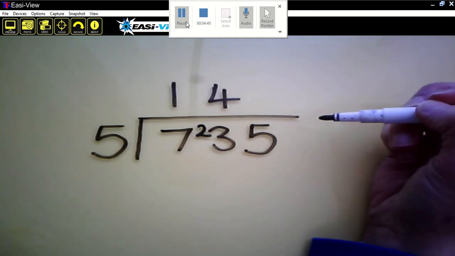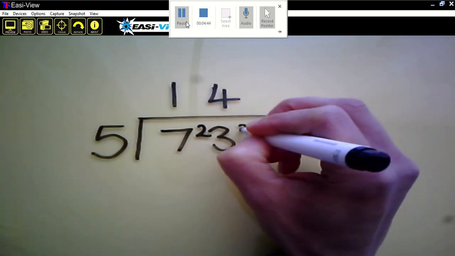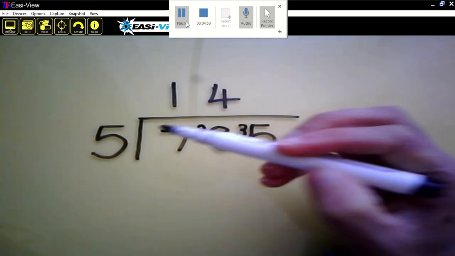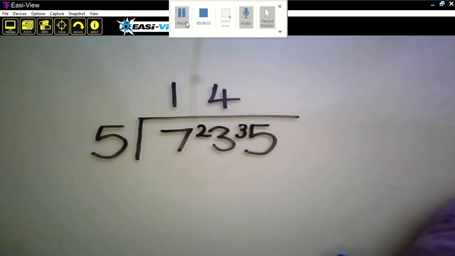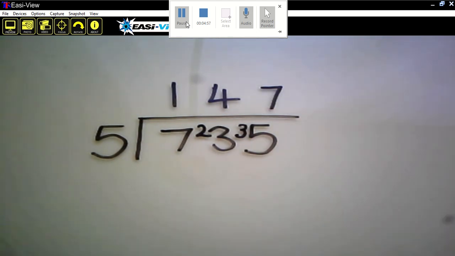How many tens do you have left over? You're absolutely right. You've got 3 tens left over. So you exchange those 3 tens and you have 35 ones. So now you've got to think, how many whole groups of 5 can I make with my 35 ones? And you can make 7. So your answer is 147.